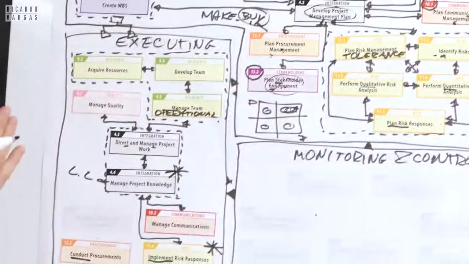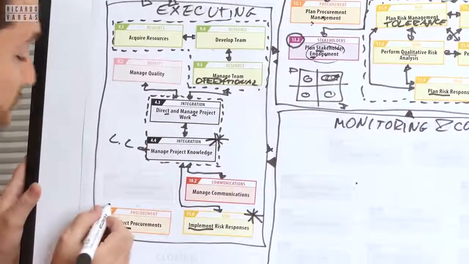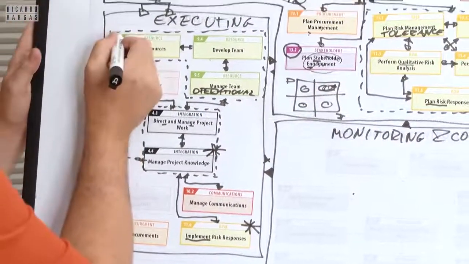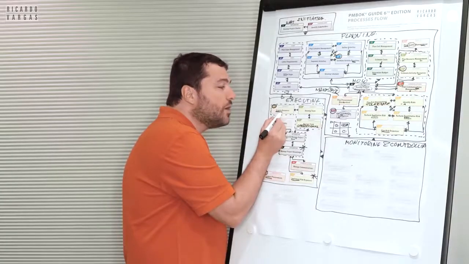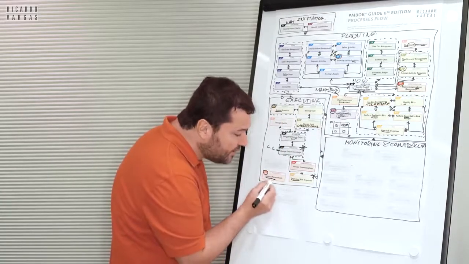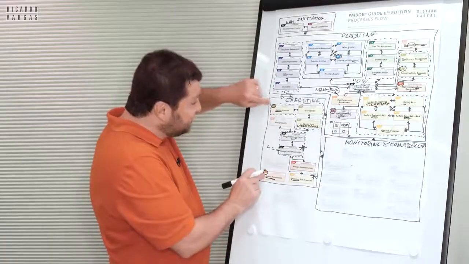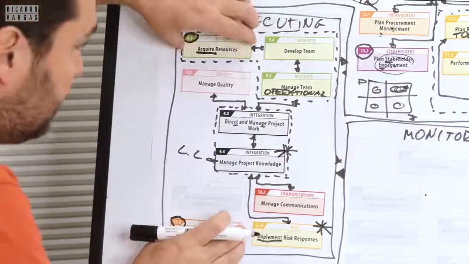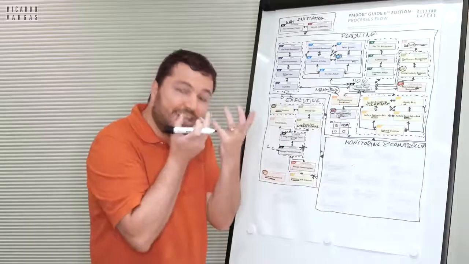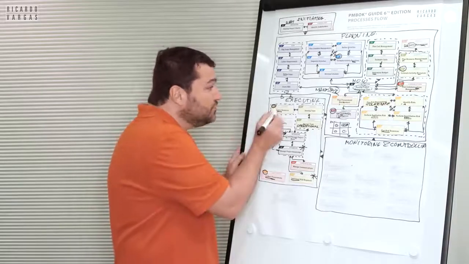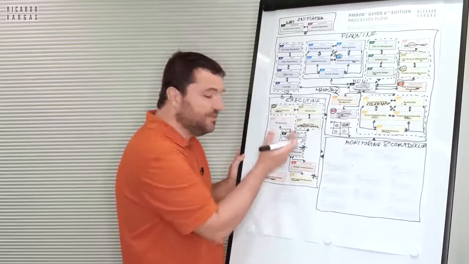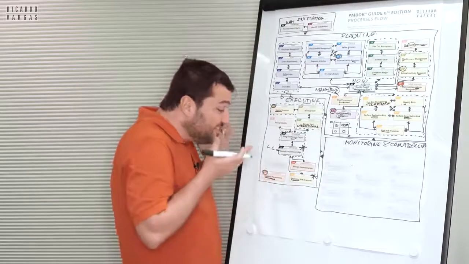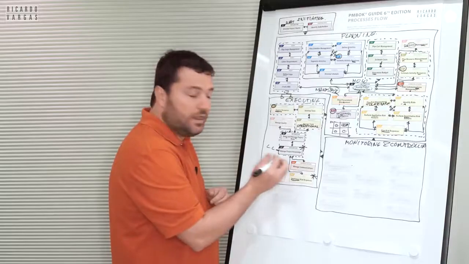Now I have the 3rd set of twins. Conduct procurement and acquire resources. Why? Because most of the time, the way you acquire resources will require a procurement process. So these are presented in 2 separate ways, but in reality, they are all the same thing. Because if you need to buy a material, then you need to conduct a procurement to buy that material. So these are 2 processes that are very well connected.